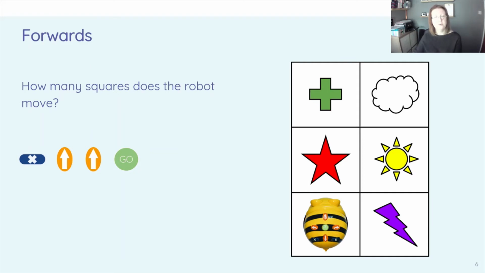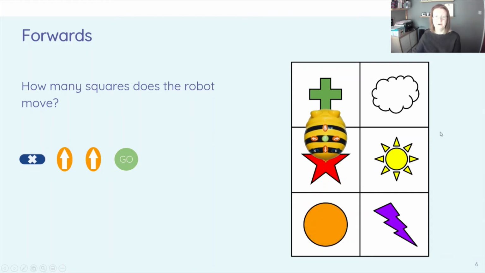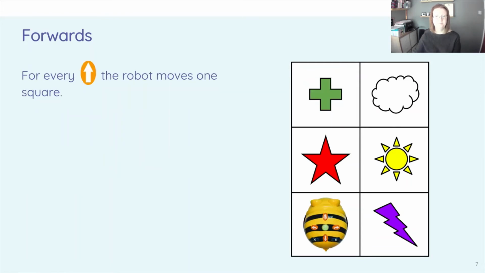So how many squares does the robot move with this one? So let's look at the instructions again. We've got the clear the screen, move forward, move forward, go. So how many squares does the robot move? That's right, 2, because we have 2 move forward instructions. Move forward 1 square, move forward 1 square. So our robot will end up moving 2 spaces forward. So let's test that. Here we go, all the way to the top. So for every arrow, so every move forward, the robot moves 1 square.